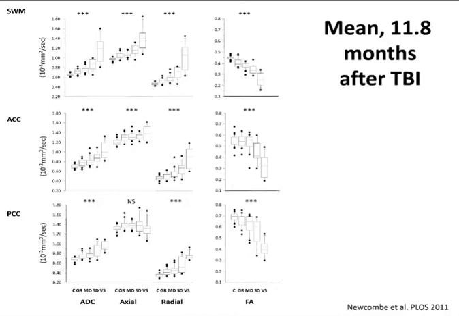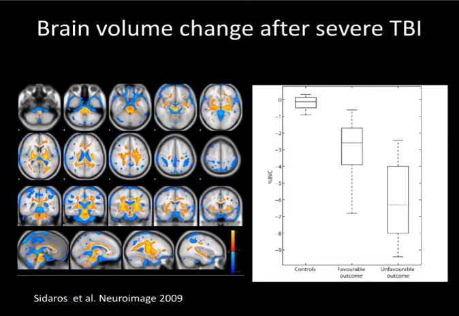So you can see that there is a relationship between this white matter damage across different regions. Here we have, for example, the subcortical white matter, anterior corpus callosum, posterior corpus callosum. Across regions, there seems to be a relationship between white matter damage, both acutely and in the long term, and poor outcomes. What about the volume of the brain?